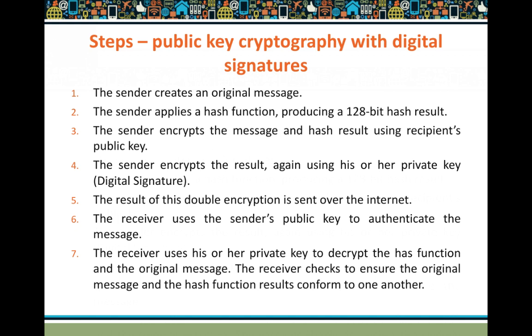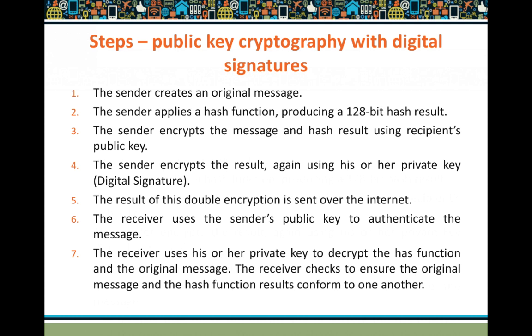So these are the steps in public key cryptography with the help of digital signatures. The first step, the sender creates an original message. Second, the sender applies a hash function producing a 128-bit hash result. So we have a hashing algorithm that generates a numerical result, a fixed length number. Now the sender encrypts the message using the hash result and the recipient's public key. So encryption is done with the recipient's public key as well as the hash code. Now the sender encrypts the result again with his own private key. So the second encryption is done with the sender's private key.